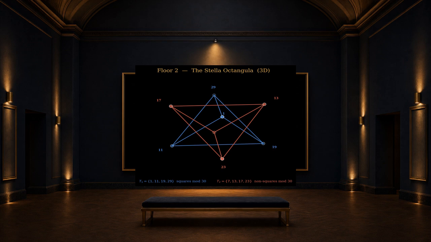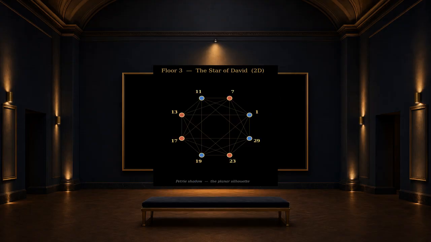The cut into blue and red is not chosen by hand. It is forced by the algebra of the unit group modulo 30. The squares form the unique subgroup of index 2. The non-squares form the only other coset. There is no other way to do it.